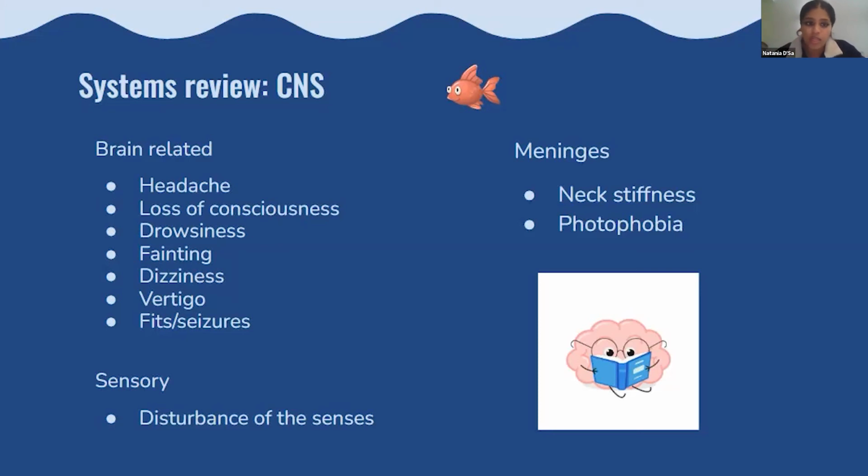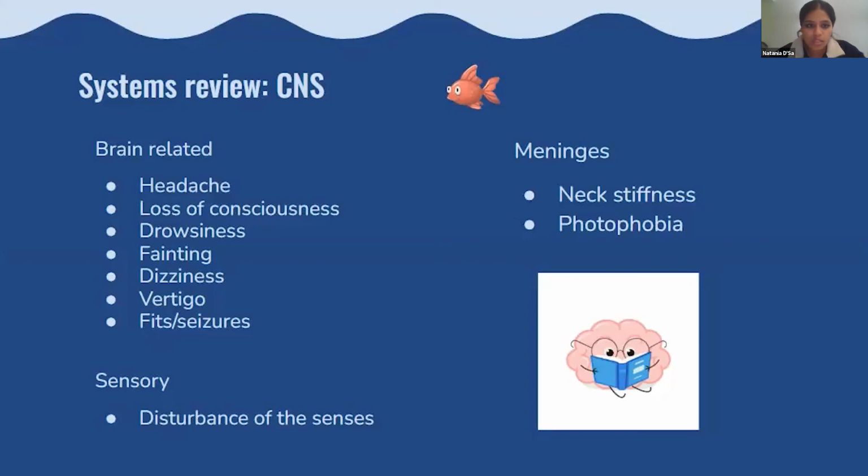So when we're talking about brain related symptoms, you can see things like headache, loss of consciousness, drowsiness, fainting, dizziness, vertigo, and fits and seizures. For sensory, you've got things like a disturbance of the senses. So we're talking about things like difficulty with eyesight, maybe a loss of taste or difficulty with smell, those sorts of things. And then when we're talking about meninges, that can have symptoms such as neck stiffness or photophobia, where you're not able to take in the light, so you're struggling with seeing, you're very sensitive to the light.